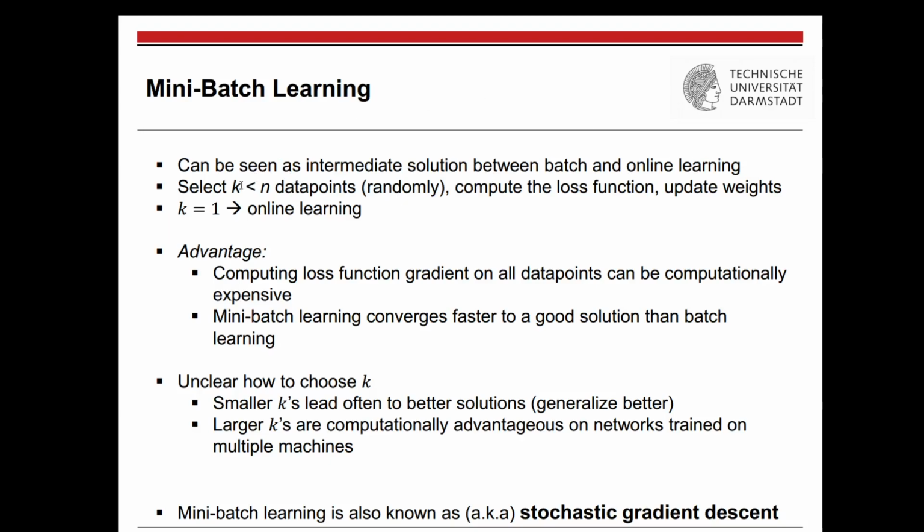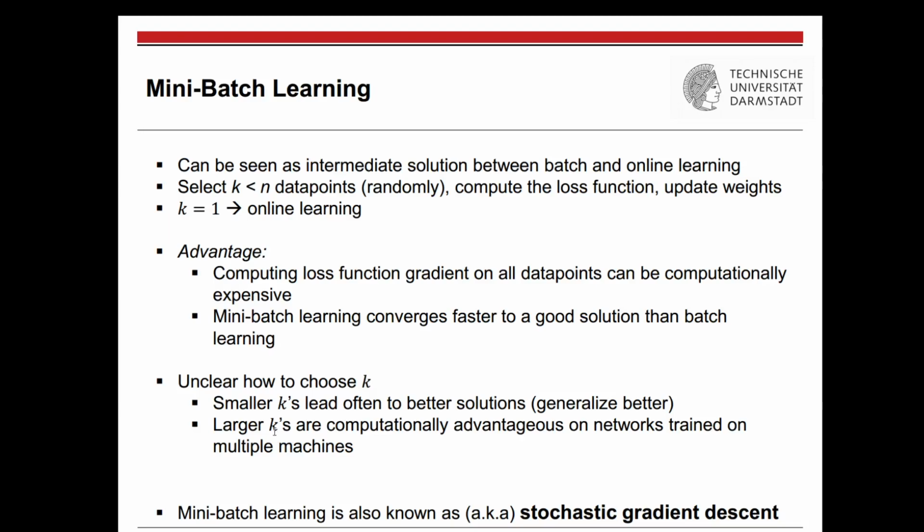So instead of choosing one point randomly, we choose k points, right? So we take a generalized form. We choose k out of the n points randomly, compute the loss function gradients, and update, right? This mini batch learning with k bigger than 1 is a standard scenario in optimization of deep learning. However, it is unclear how to choose k, right?